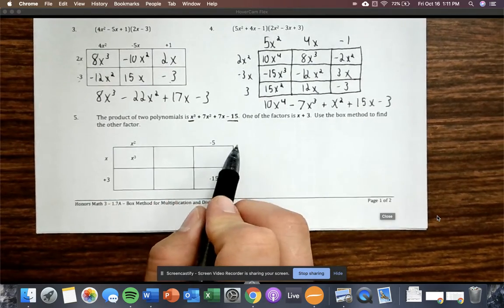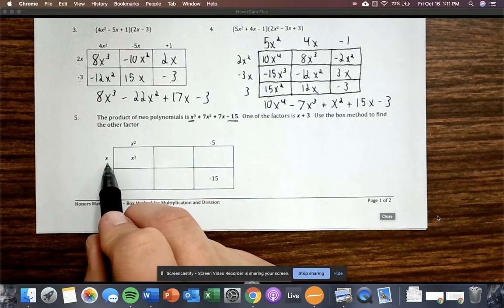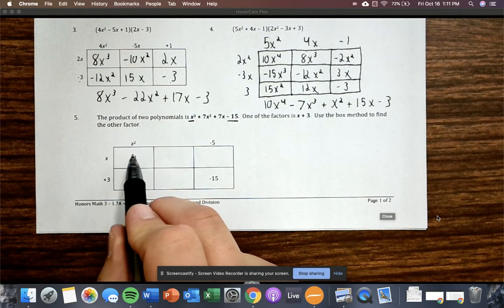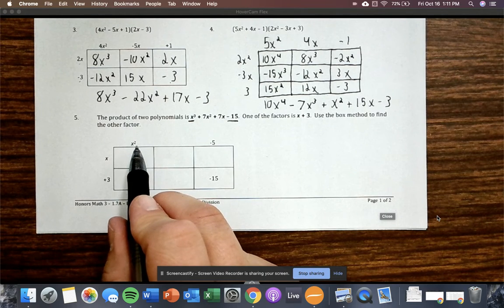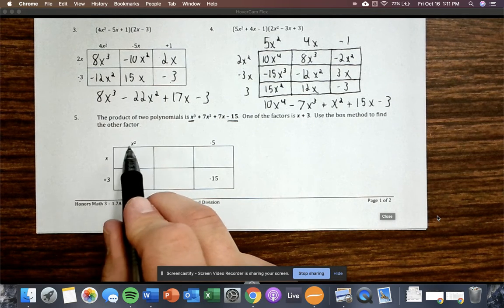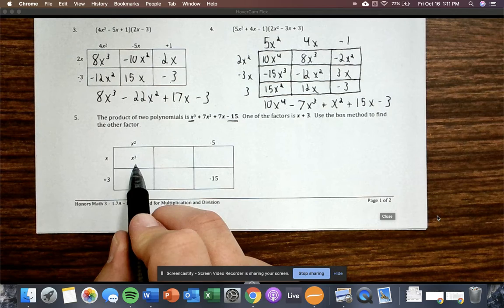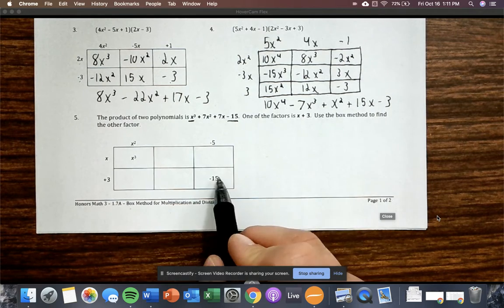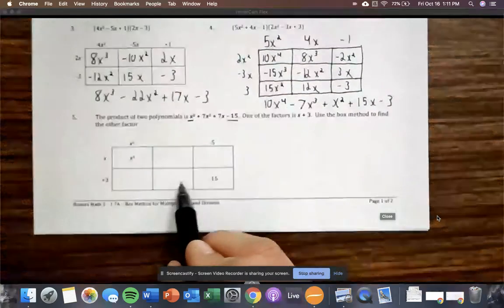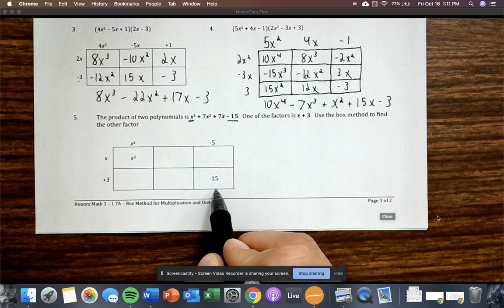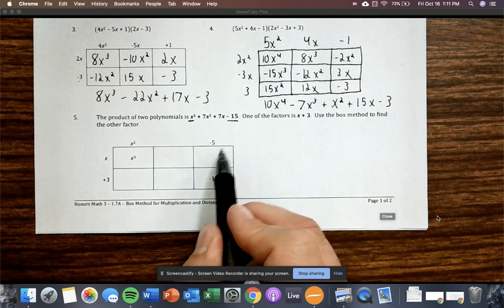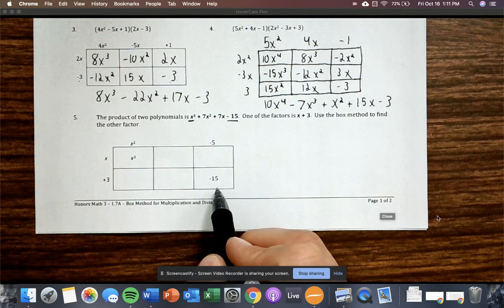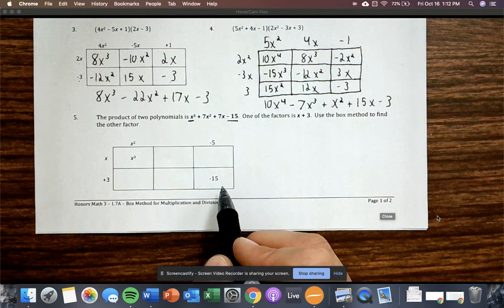But if they weren't there, we could still figure it out because we know that x plus 3 is one of the factors. Well, x times something has to be x cubed. And that's how we get this x squared, because x times x squared is x cubed, right? Then we can say the same thing with this minus 15. We know 3 times something has to be minus 15. And so we would do 3 times negative 5 to get negative 15.